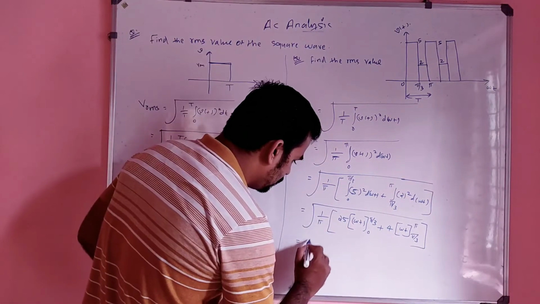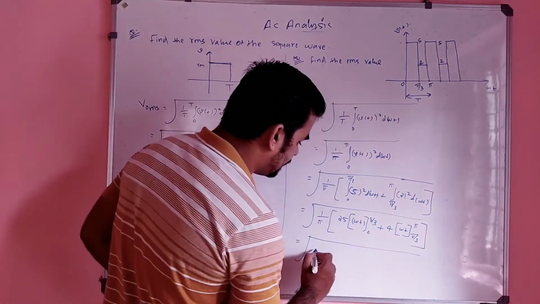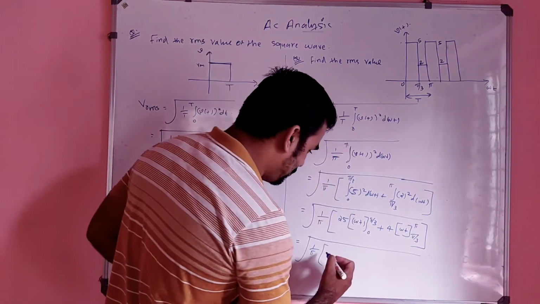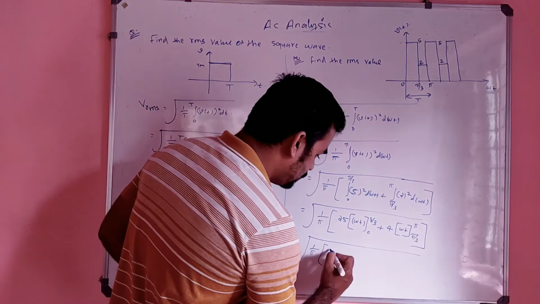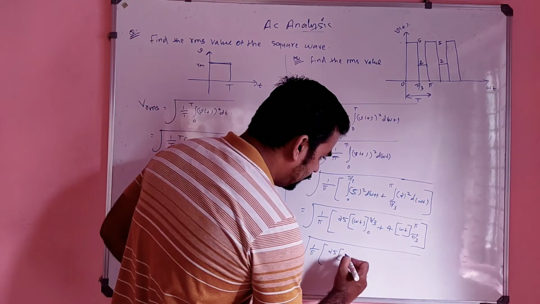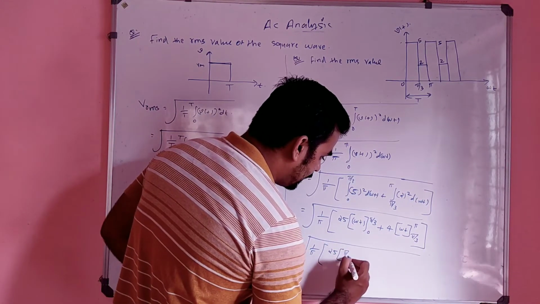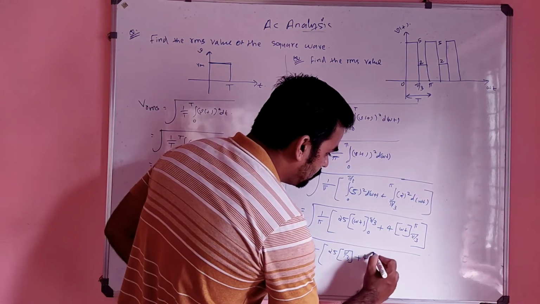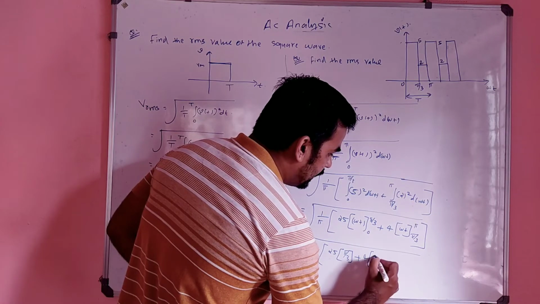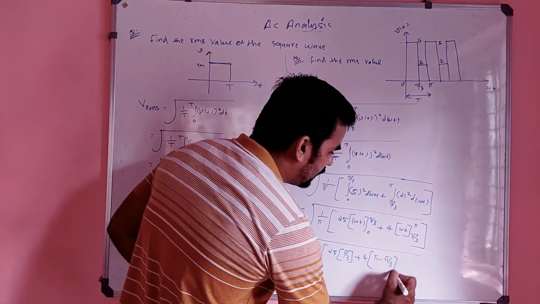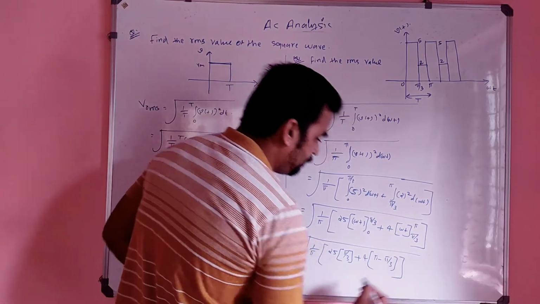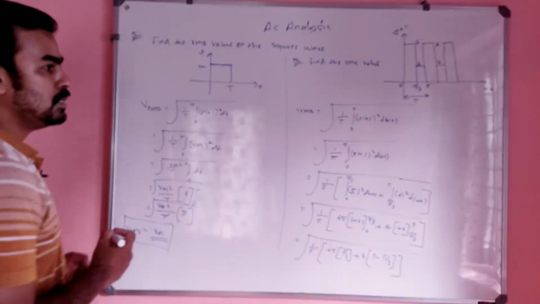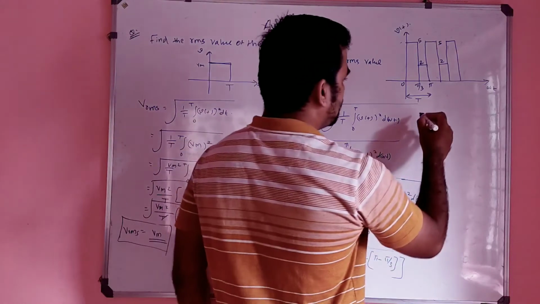So that will be equal to root of 1 by pi, very big common, so it can be taken outside. Then 25 into omega t, where instead of omega t you put pi by 3, plus 4 into pi minus pi by 3, upper limit minus lower limit. Is it correct or not? Correct. So what will be the answer?